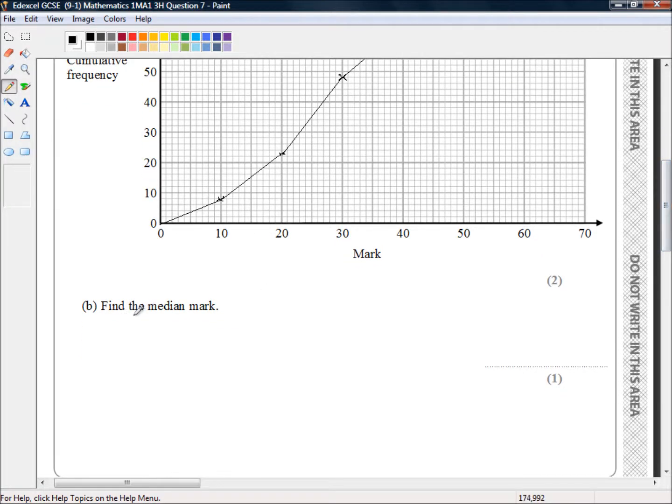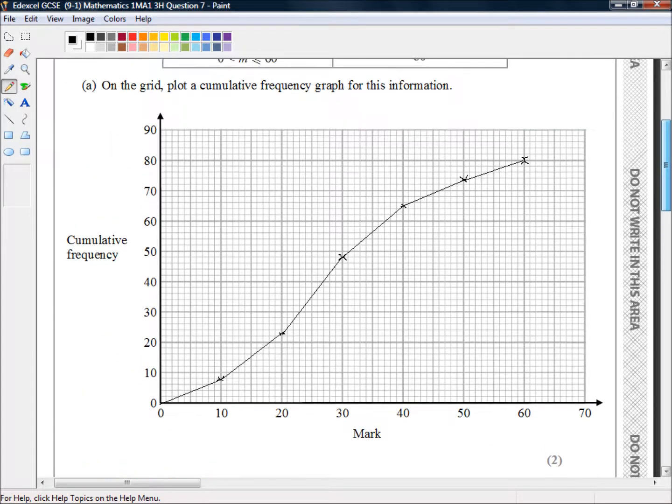Okay, so part B says find the median mark. So the median, this chart goes from 0 up to the highest level, which is 80. So the median is going to be half of the 80, so halfway between 0 and 80, which is 40. So we've got to read along the 40, and the median is going to be whatever the value on the x-axis is. So I'm going to take a line here, and I'm going to read down.